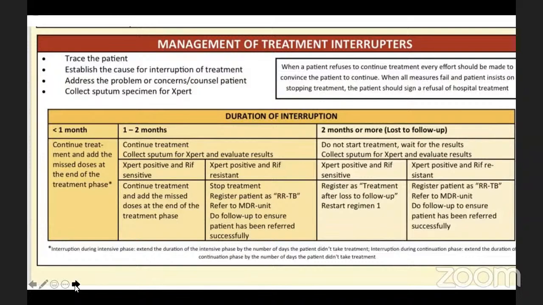And then what about those patients who refuse to continue treatment with every effort that we make? Those ones, we must try and convince them, but if we fail, we must insist and tell the patient that they should sign a refusal of hospital treatment form when you have failed on your part as well.